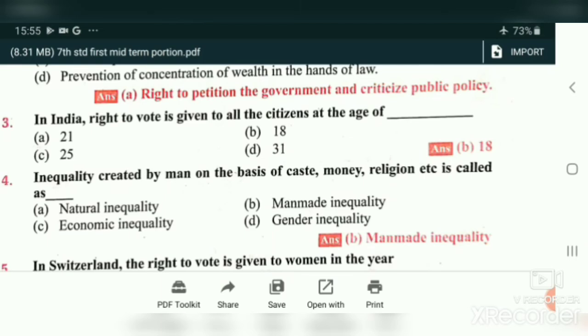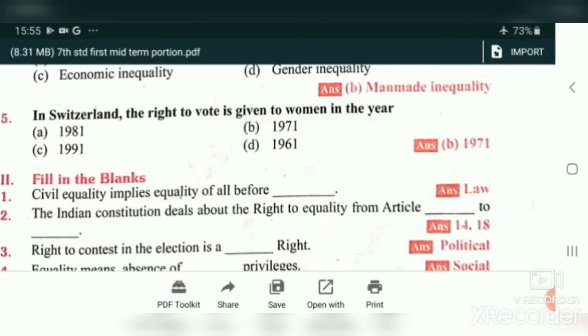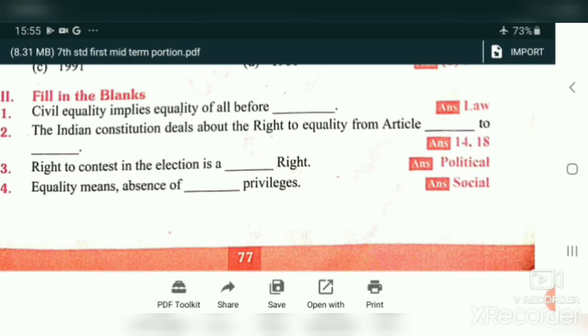Inequality created by man on the basis of caste, money, religion, etc. is called man-made inequality. In Switzerland, the right to vote was given to women in the year 1971. Then come to fill in the blanks. Civil equality implies equality of all before law. The Indian Constitution deals with the right to equality from Article 14 to 18. Right to contest in the election is a political right. Equality means absence of social privileges.